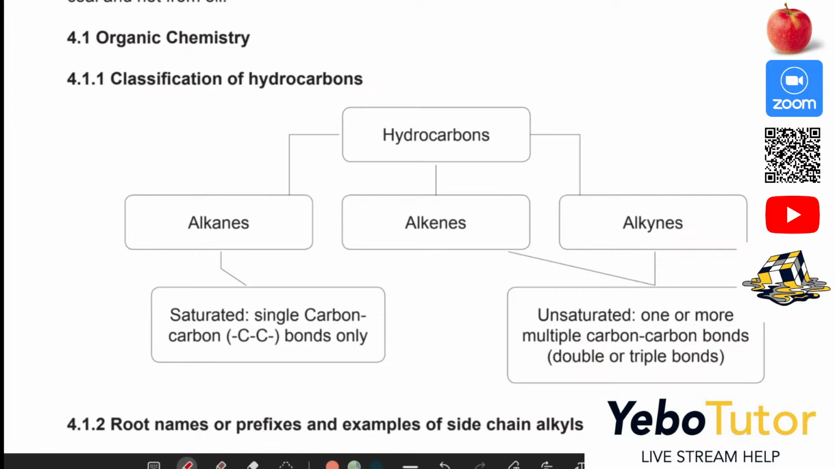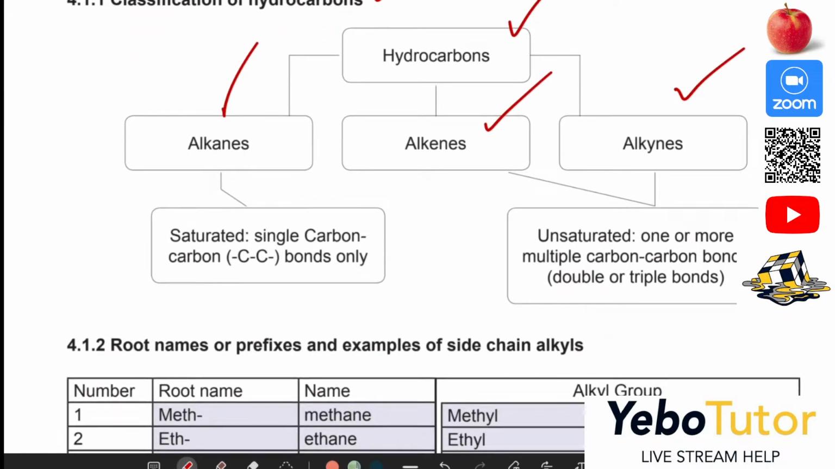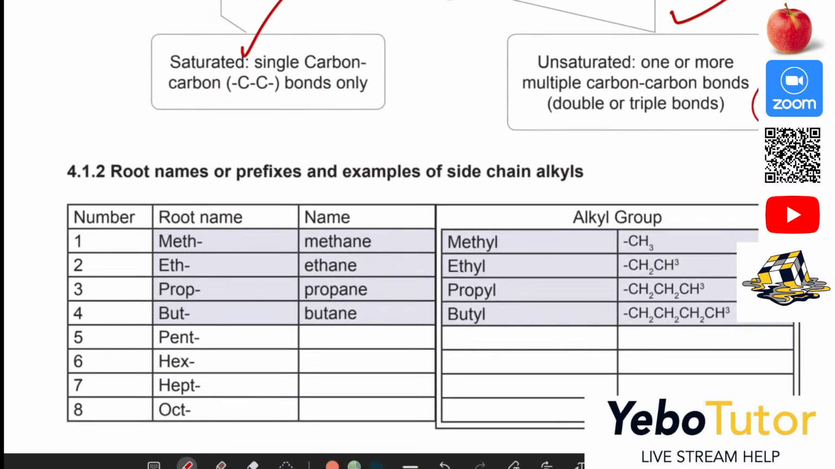Now, when we are looking at organic chemistry, this is a big topic which is very important. There are things which are very crucial which we need to understand, which is the classification of the hydrocarbons. These can be divided into our alkanes, alkenes and alkynes. Saturated means single carbon bonds only, and unsaturated means they have two or three bonds, e.g. the alkenes as well as the alkynes. What is crucial is understanding the root names and the prefixes, which play a key role when we are doing the IUPAC naming.